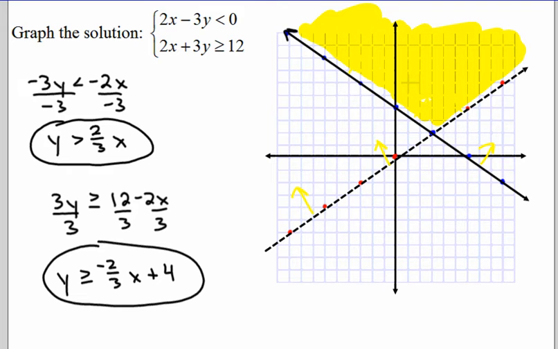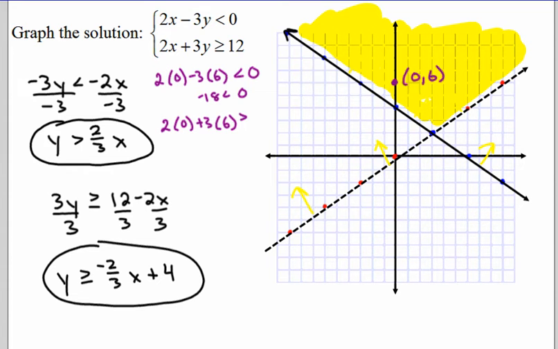This point right here, x is 0 and y is 1, 2, 3, 4, 5, 6. Right? X was 0 and y was 6. So if I do 2 times 0 minus 3 times 6, is that less than 0? Well, yeah, negative 18 is less than 0. If I plug it in the second one, I'll do 2 times 0 plus 3 times 6. We want that to be greater or equal to 12. 3 times 6 is 18. That's greater than or equal to 12. Boom, we got the right answer.